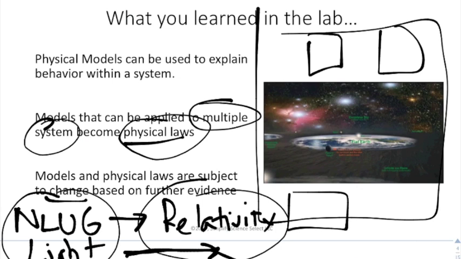Now, as an interesting side note, that doesn't mean that Newton's law of universal gravitation was wrong. It wasn't. It worked for the systems that it was being applied to, but it didn't work for all of them. Relativity takes the best parts of Newton's law of universal gravitation and then expands it.